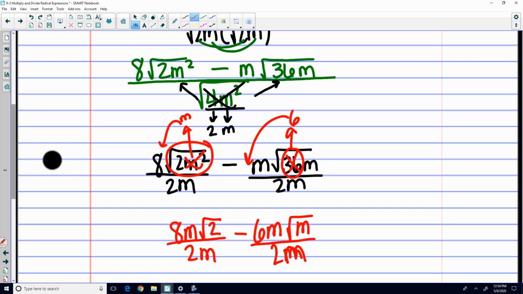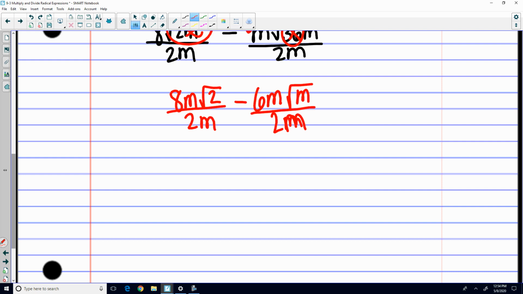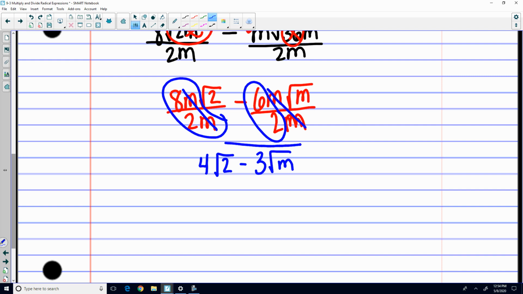All right, that's a lot of work. Let's keep going. Let's see what we can divide. Like terms, they sure look a lot alike. 8 divided by 2 is 4, and these m's cancel. M divided by m is 1. They're gone. I still had a square root of 2. And then the m's are going to cancel here again, but 6 divided by 2 is 3, and I'm left with a square root of m. These are not like terms to one another, because square root of 2 and square root of m are not like. So my final answer is 4 square root of 2 minus 3 square root of m.